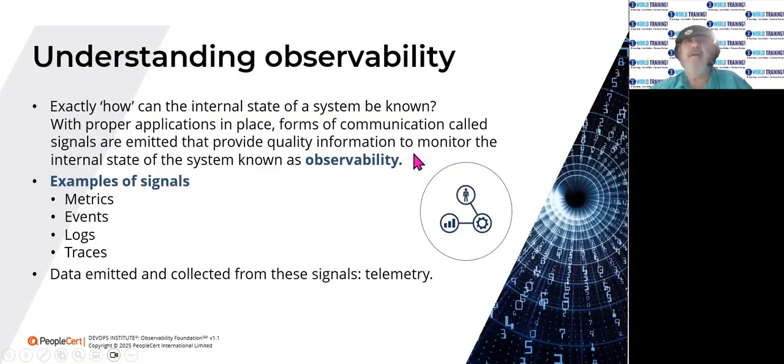So examples of such outputs could be metrics, events, logs, traces, any data that is produced from the system that you're trying to observe. The data is emitted and then collected from these signals. The process of emitting and collecting is called telemetry. That's not a formal definition, but that's in truth what it is.